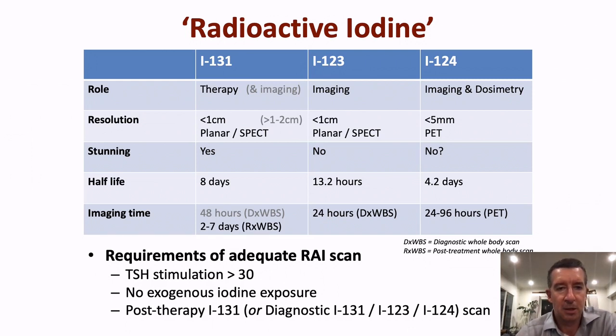I-123 is used less commonly nowadays, is only an imaging agent, with similar resolution to the therapeutic isotope but without the risk of stunning. But it's limited by a short half-life of 13 hours, which limits it to just a 24-hour diagnostic whole body scan. On the right-hand side you can see I-124, which has the benefits of not only high-resolution imaging with PET, but also that potential for prospective dosimetry, a theoretical absence of stunning, and a half-life of 4 days, which enables serial time point imaging for prospective dosimetry.